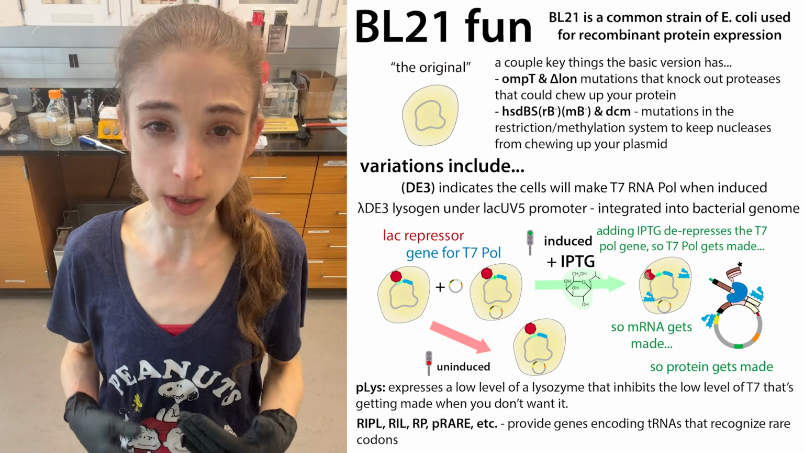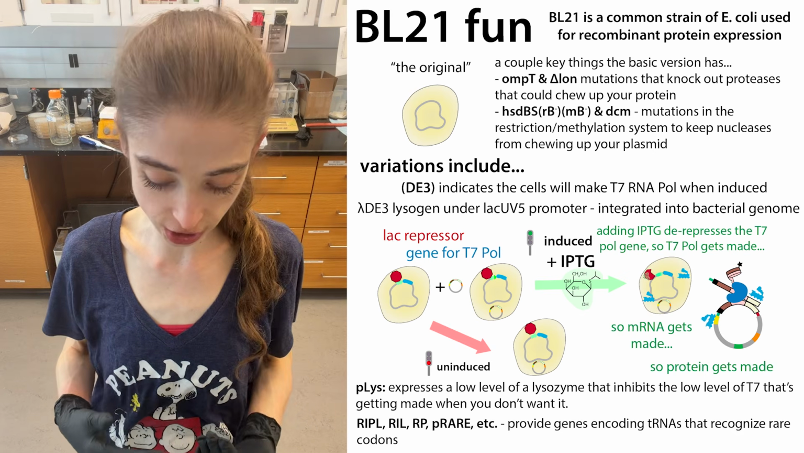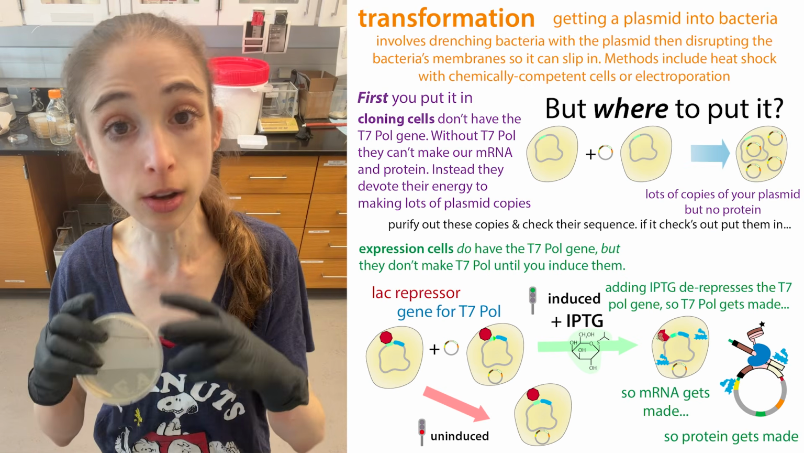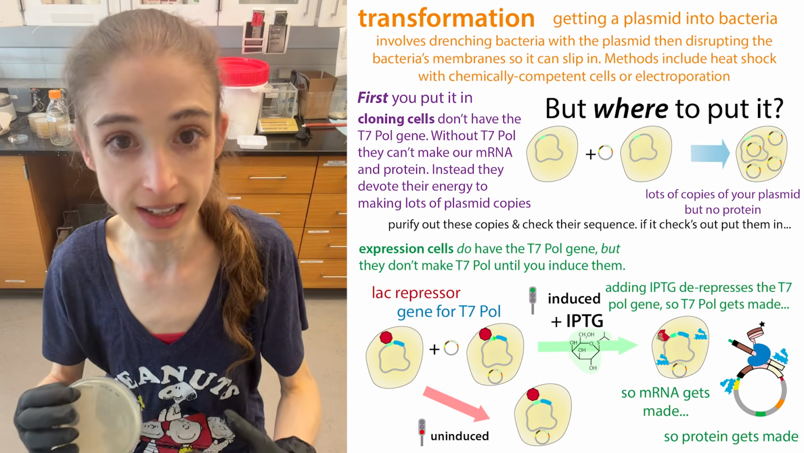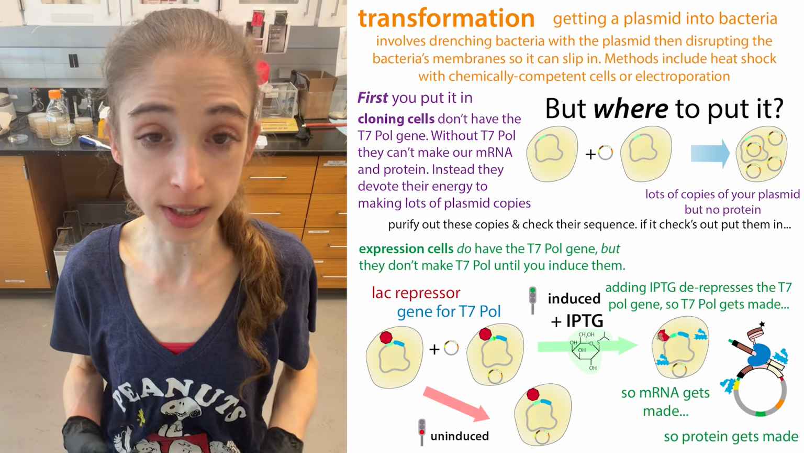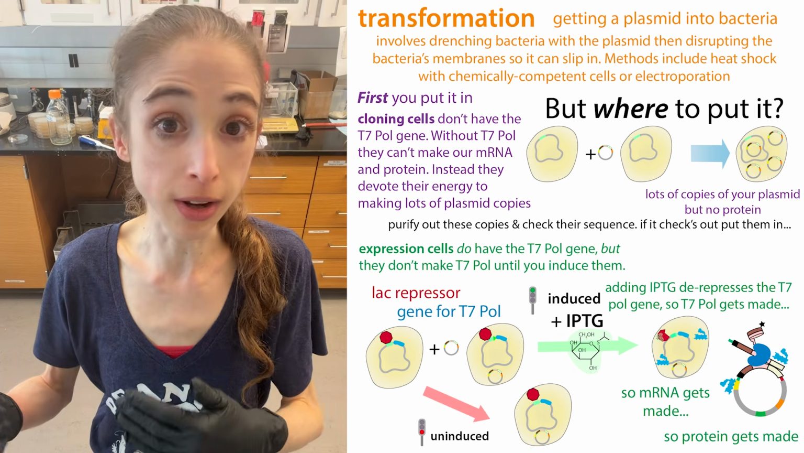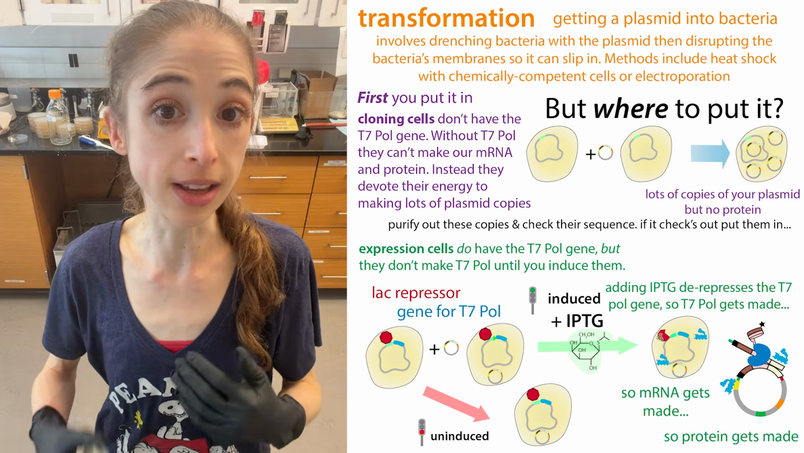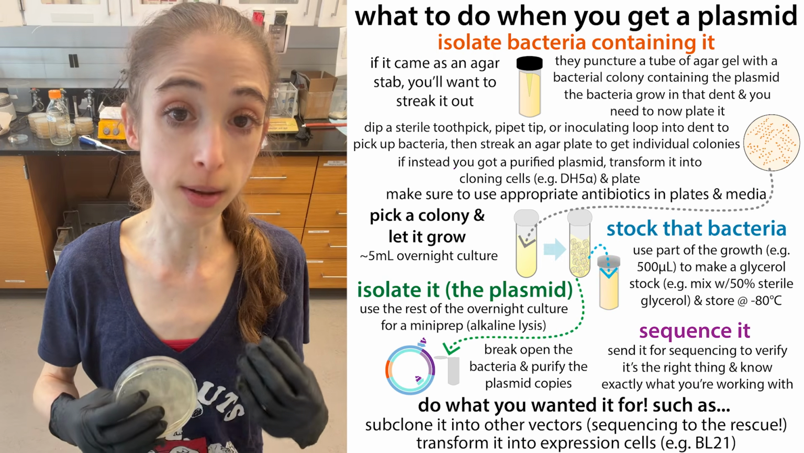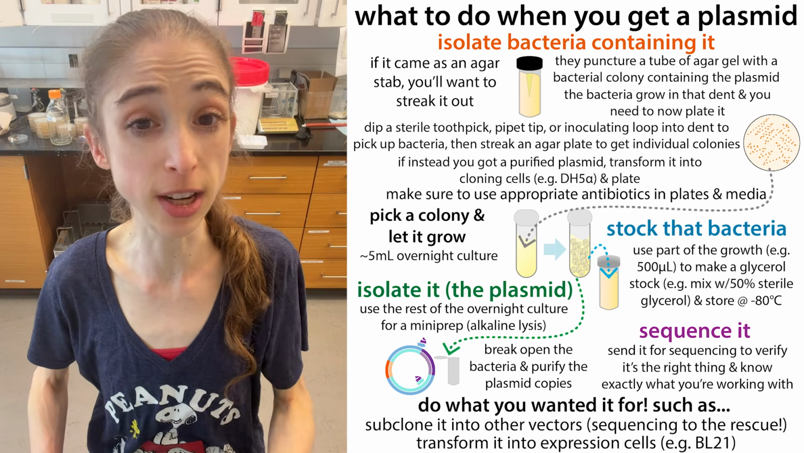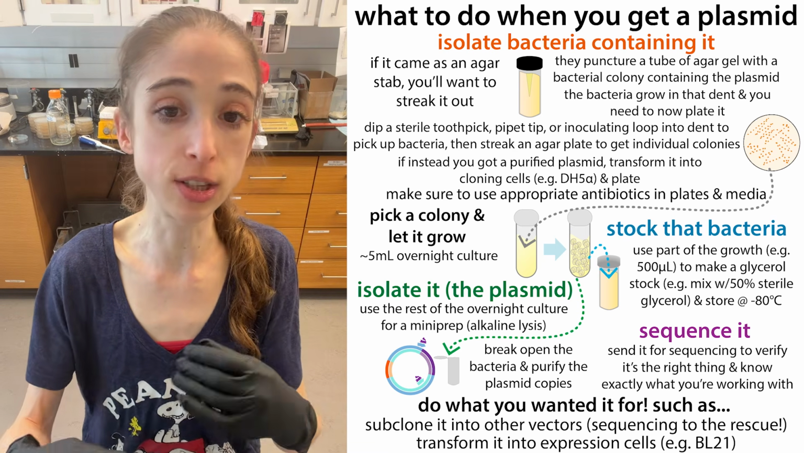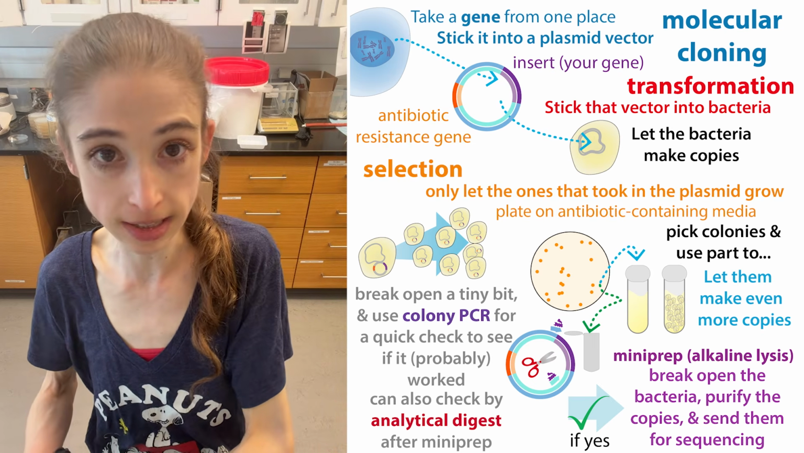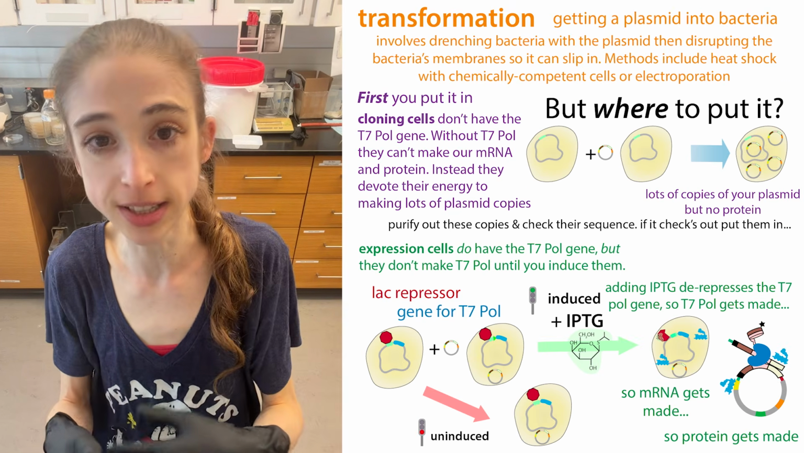We typically use BL21 DE3 cells for doing the actual expression. But for the transformation initially, when we're doing the cloning, we put them into cloning cells like this DH5 alpha, which are high fidelity, but don't have the bells and whistles for making the proteins that we want to make. We don't care as much about fidelity when we're just trying to make the protein, but we do care about it when we're making lots of copies of the plasmid. We need lots of copies of the plasmid so that we can sequence it, make sure it's okay, and get enough of it to put into the other bacteria to make protein for us. So when we talk about cloning cells versus expression cells, that's what we're talking about.